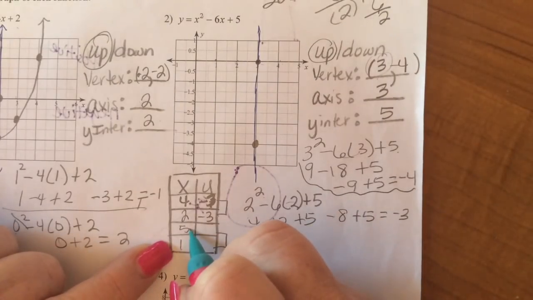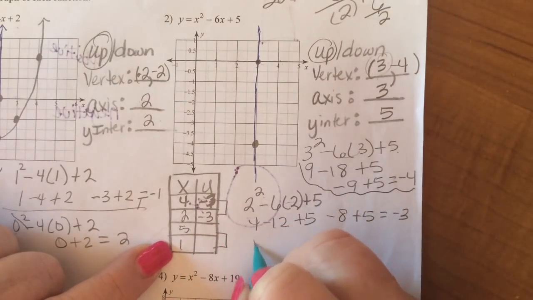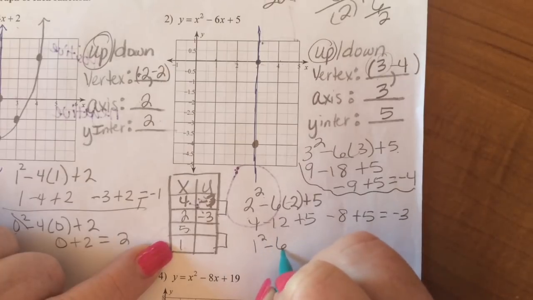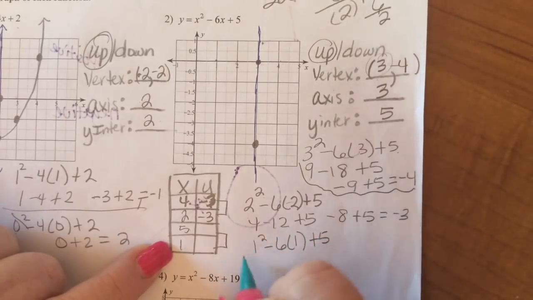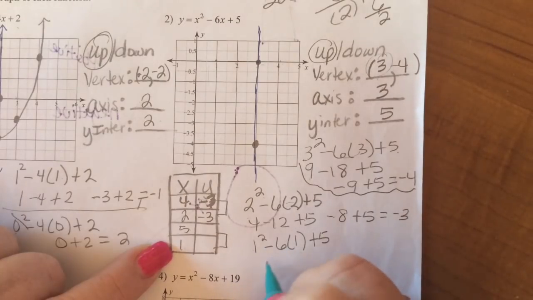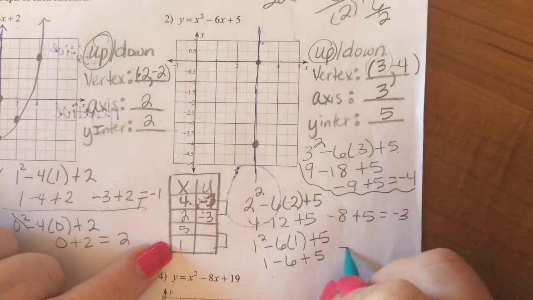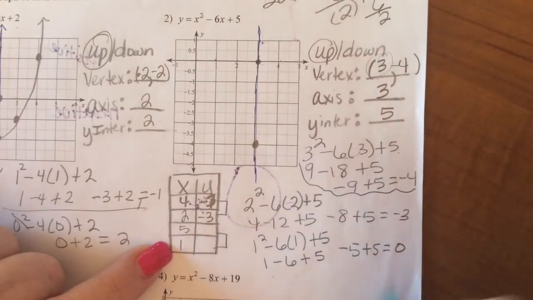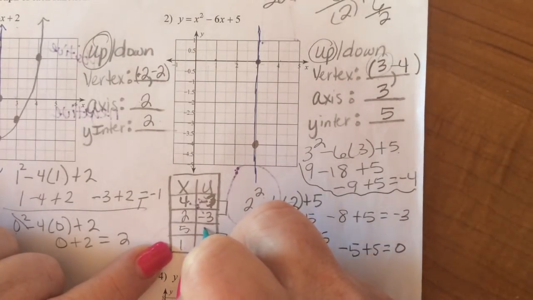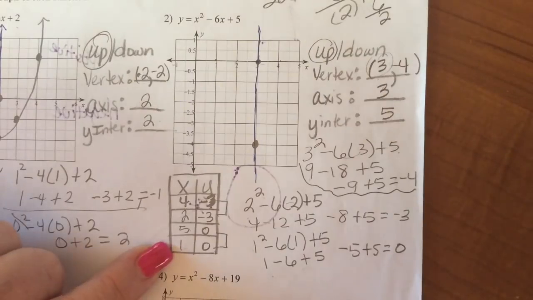Now I got one more to do. 5 or 1? Oh, of course 1. So 1 squared minus 6 times a 1 plus a 5. We know that's 1. We know this is 6. So 1 minus 6 plus 5. This comes out to be a negative 5 plus 5. So it zeroes out. So for the 1 it's 0. So that means for the 5 it's 0.